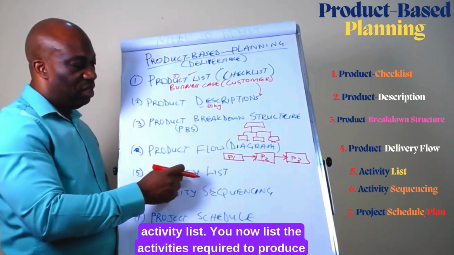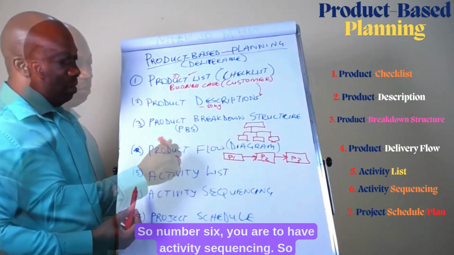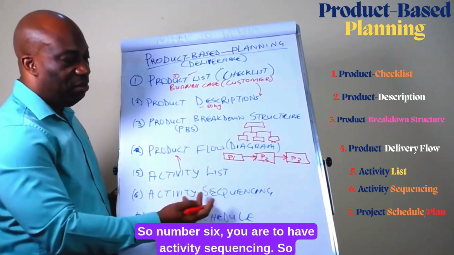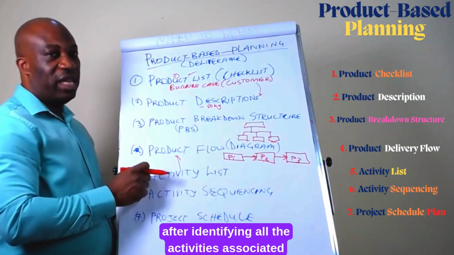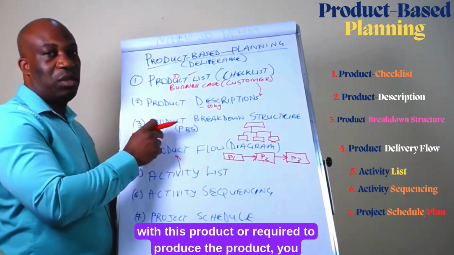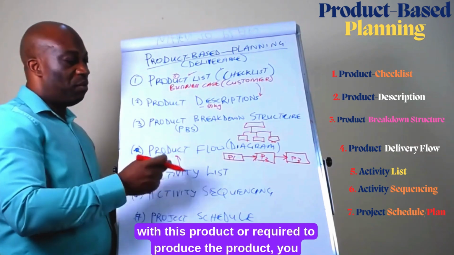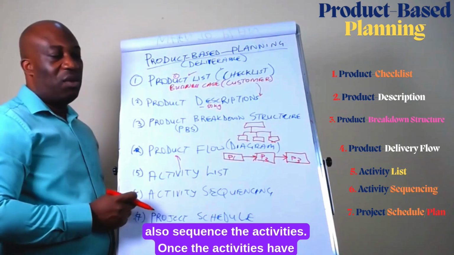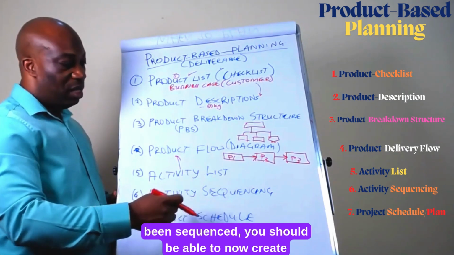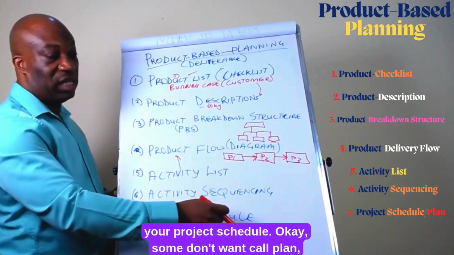You now list the activities required to produce this product. So number 6, you're going to have activity sequencing. After identifying all the activities required to produce the product, you also sequence the activities. Once the activities have been sequenced, you should be able to now create your project schedule.